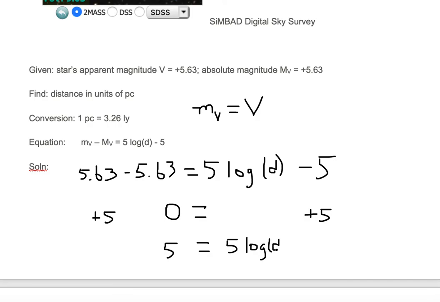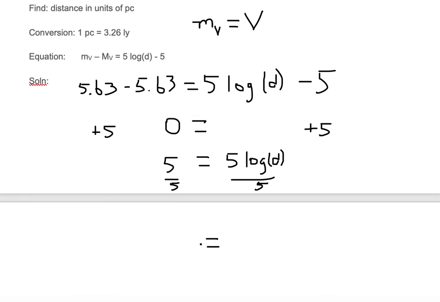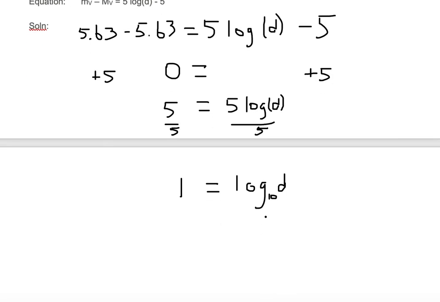We're trying to isolate distance on the one side of the equation. So we're going to divide both sides by 5, and we're going to be left with 1 on the left-hand side of the equation. So we have 1 is equal to the log of d. Now log is base 10, so I can just put an artificial 10 here to remind myself. And what this means is we need 10 to the first power will equal d.